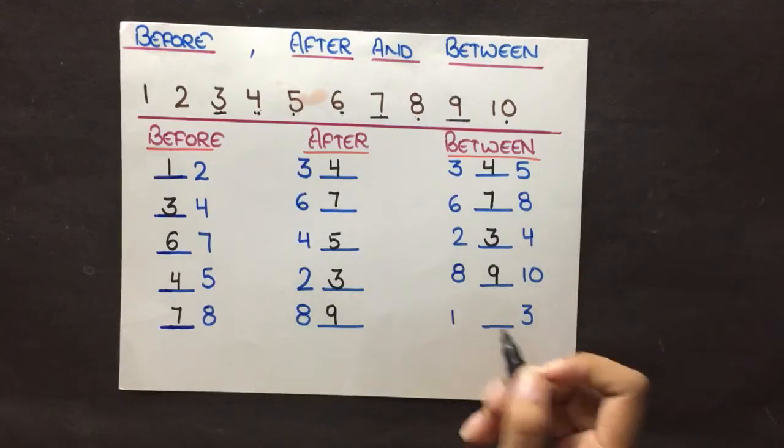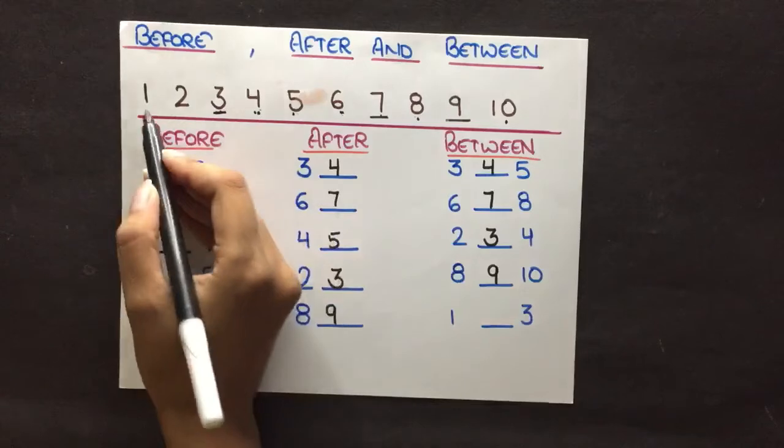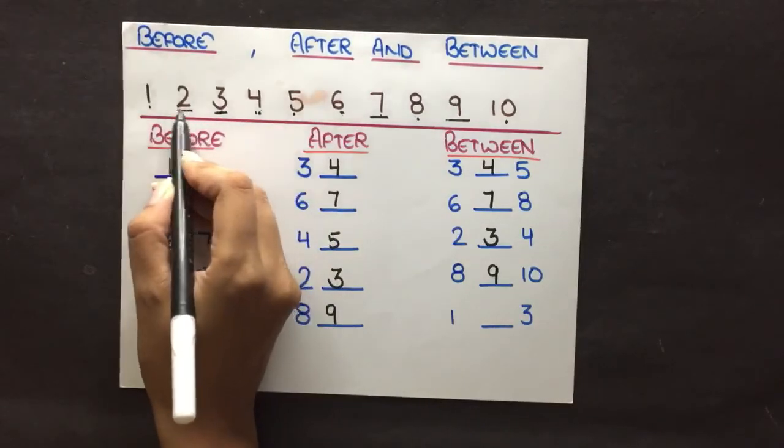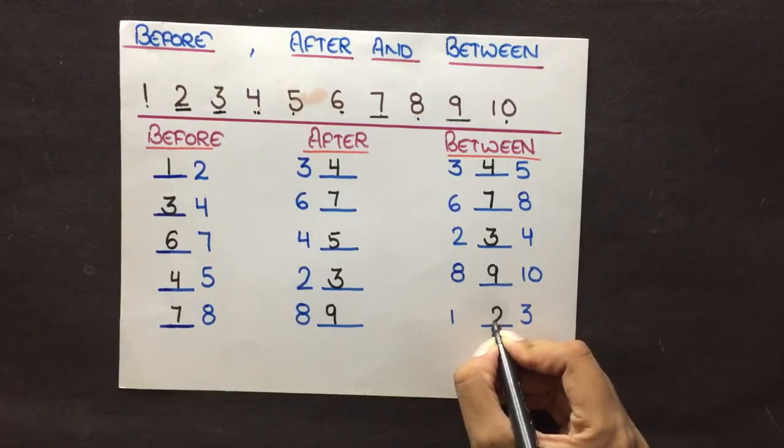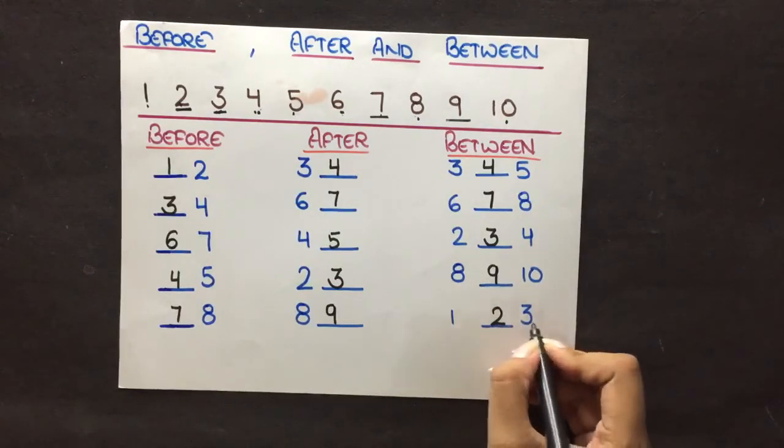Next, 1 dash 3. Now what comes in between 1 and 3? Now 1 is here and 3 is here. What is in between? Yes, 2. Now 2 comes in between 1 and 3.